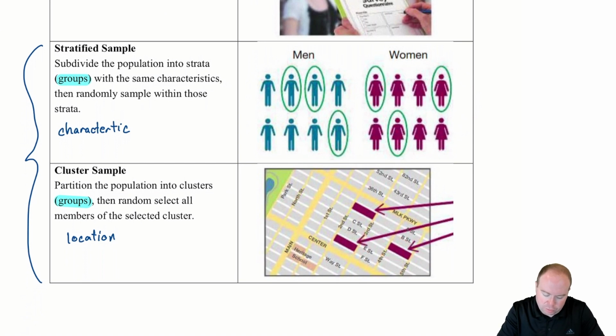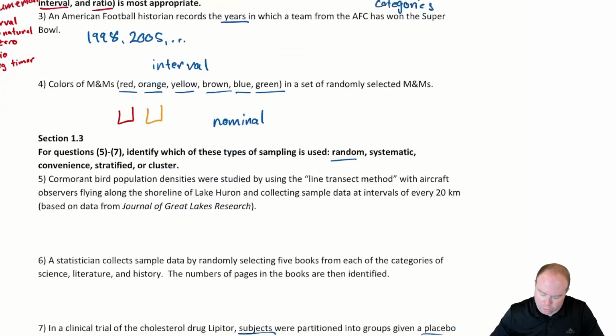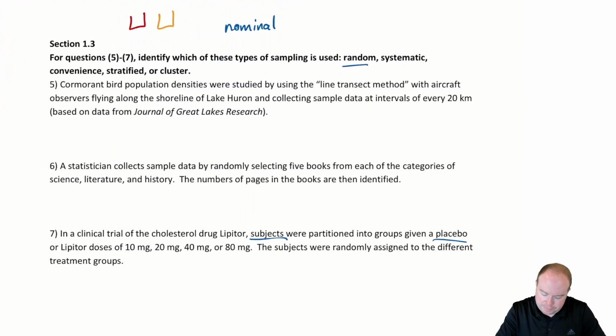So let's go back to our review and see which sampling method we're looking at in these questions. Number 5, we're looking at bird population densities, which were studied using the line transect method. You don't need to know that for this problem, but it might be something to look up if you're curious. Here they were flying an aircraft along the shoreline of Lake Huron and collecting sample data at intervals of every 20 kilometers. So this 20 kilometers, they're doing in a systematic way.